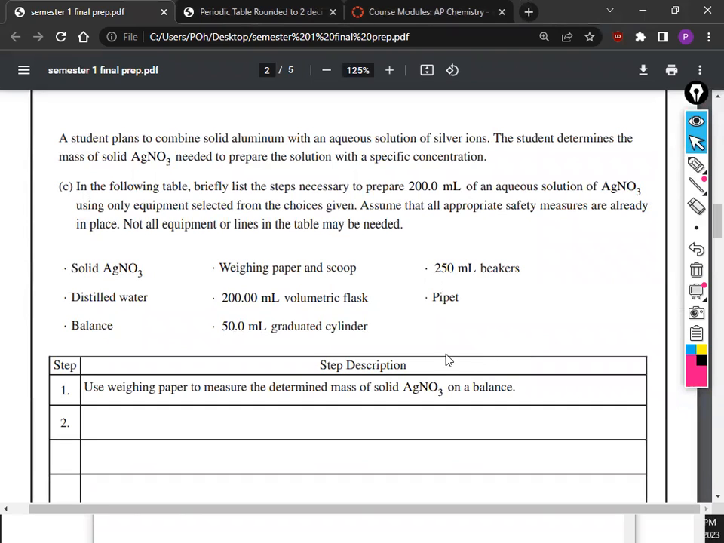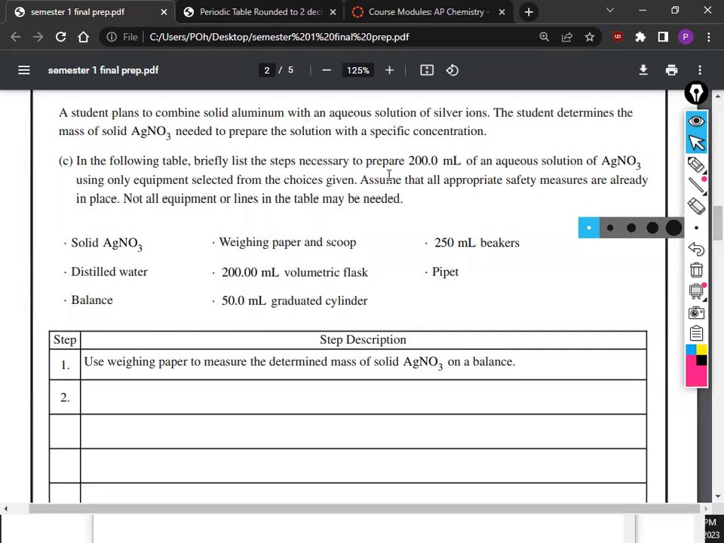More lab stuff. Okay, so here the student is trying to combine solid aluminum with an aqueous solution of silver ions. And here we just need to briefly list the steps that are necessary to produce this solution. They give you some of the equipment that you can use, and it says not all equipment or lines on the table may be needed. We went over something similar in terms of making a solution, so I'm gonna give you guys about 3 minutes to see if you can answer part C, and then we will move on from there.